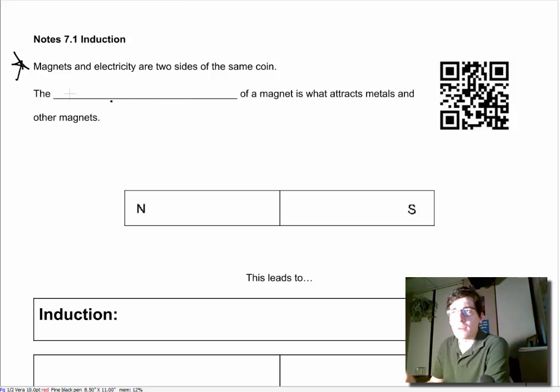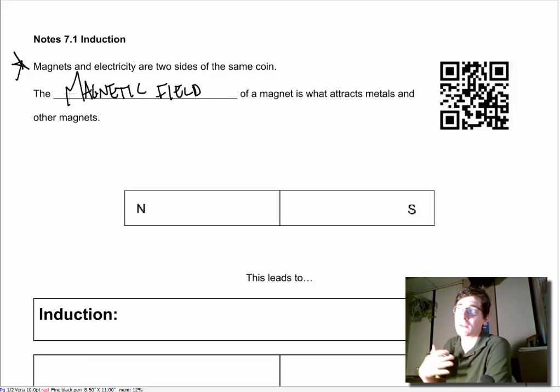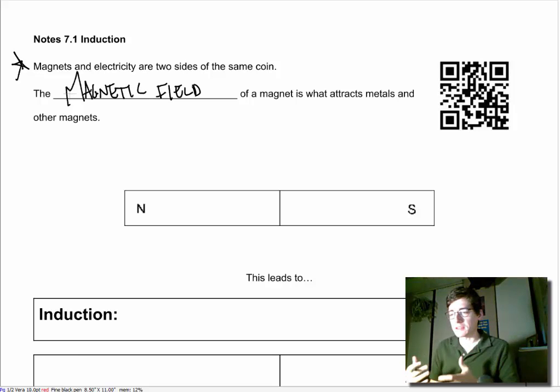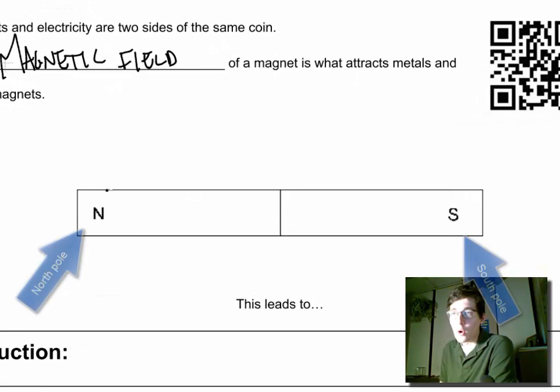In order to talk about induction, we have to remember that the magnetic field of a magnet is what attracts metals and other magnets. So remember, a magnet is anything that attracts a metal to itself. This is a simple bar magnet. Magnets have two poles, a north pole and a south pole, and the magnetic field is this thing that exists between the north and the south poles.